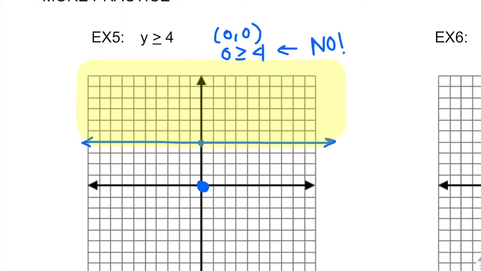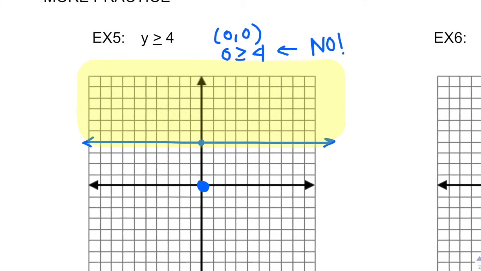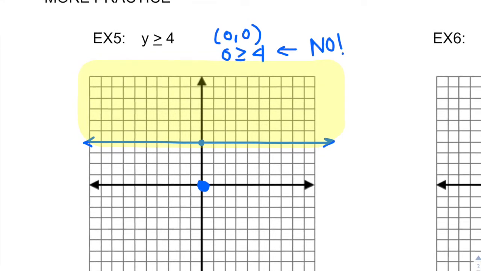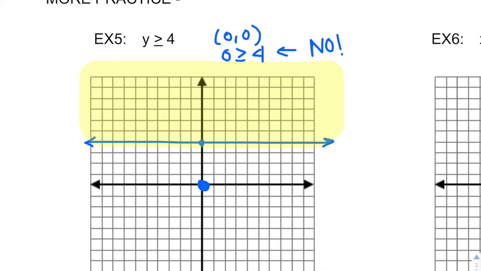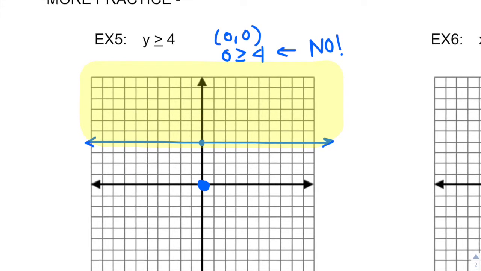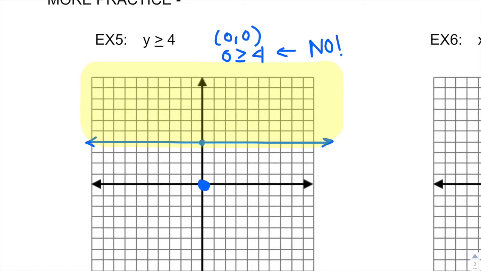Now let's take a look at the important part above where it says dashed lines are used when we have greater than or less than symbols. And then solid lines are used when we have greater than or equal to and less than or equal to symbols. Make sure you understand that and have it done well.